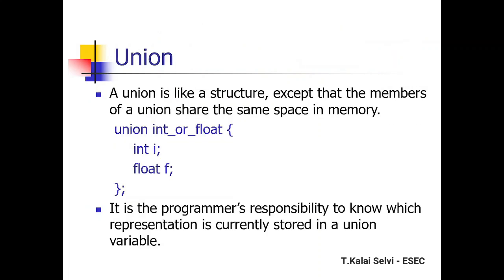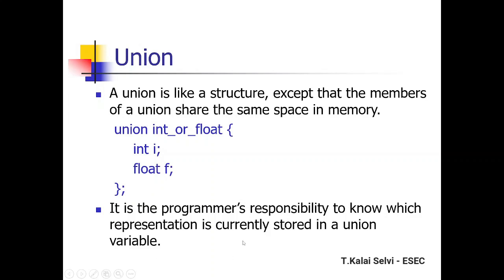So next is union. A union is also like a structure, except the members of a union share the same space in memory. In a structure, each and every data member is allocated individual memory space, whereas in a union, the data members are allocated a single memory space. The same memory space is used for all the data members. The memory space is allocated with respect to the data member which has the maximum memory size.